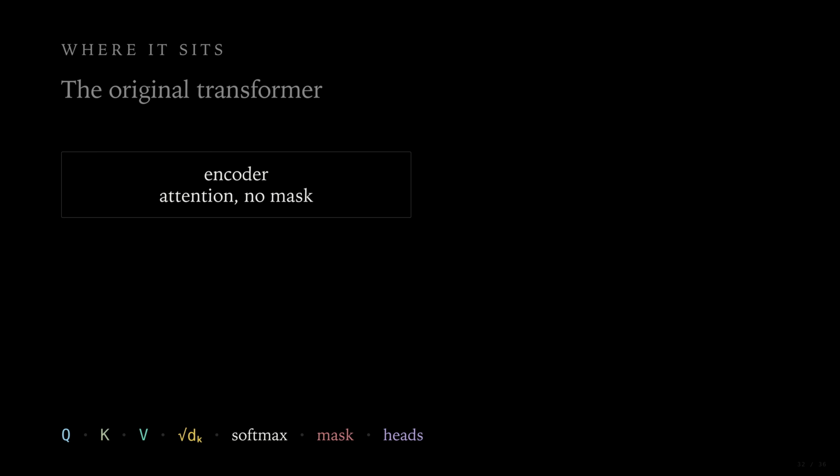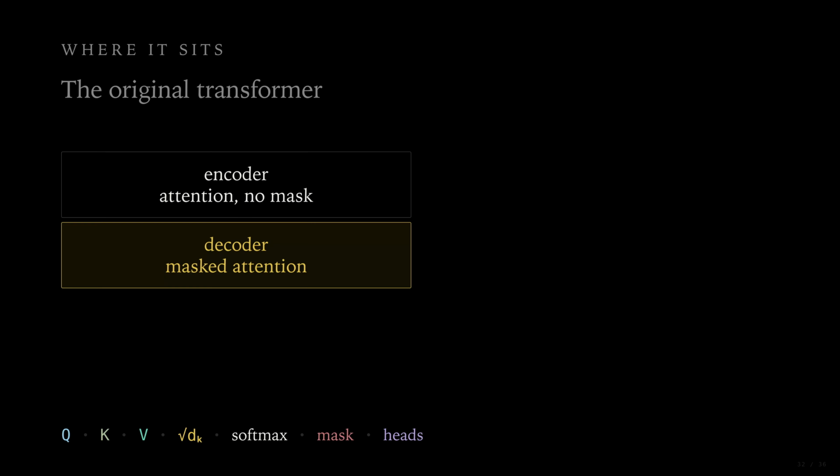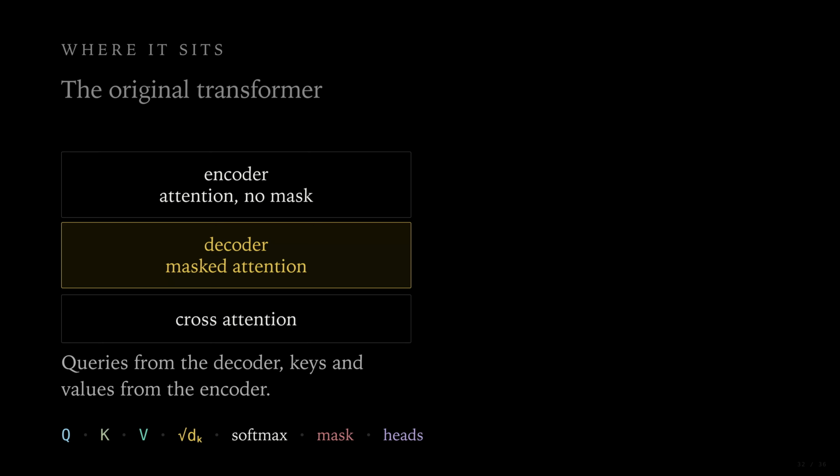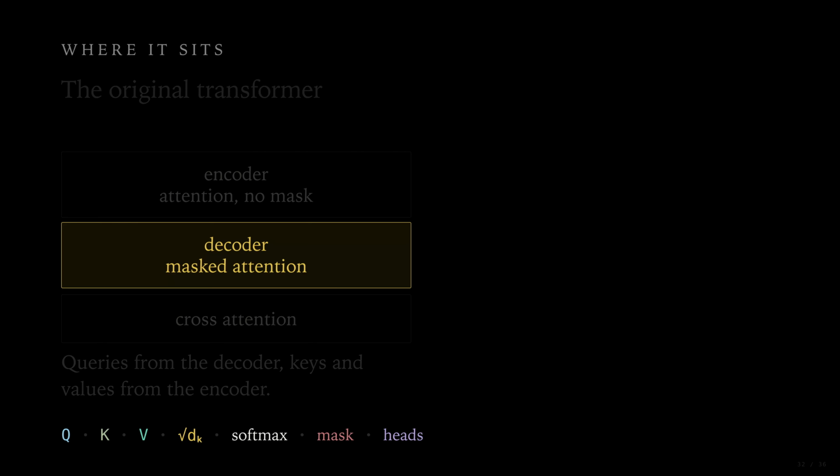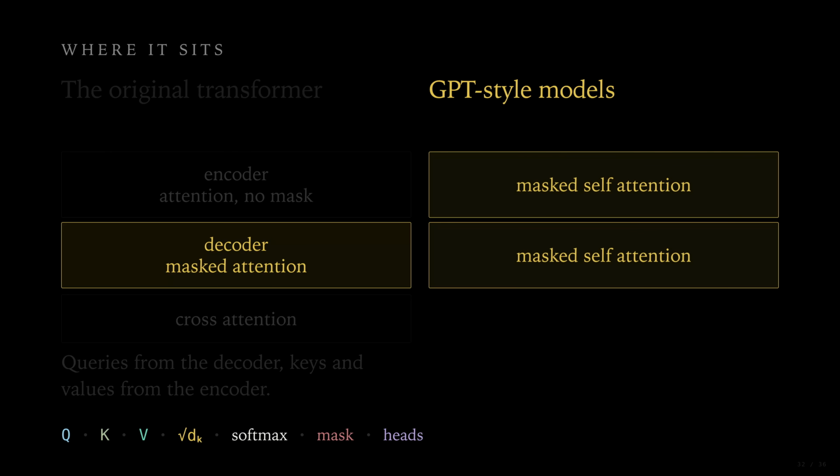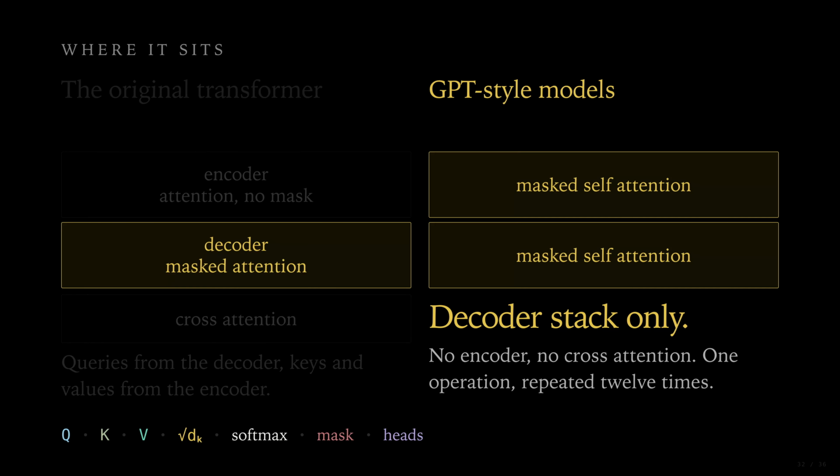So where does this sit architecturally? The original transformer has 2 stacks. The encoder attends with no mask, while the decoder begins with masked attention, the causal version we just built, then a second block called cross attention that reads from the encoder. GPT-style language models use the decoder-only form, so there is no encoder stack and no cross attention at all.